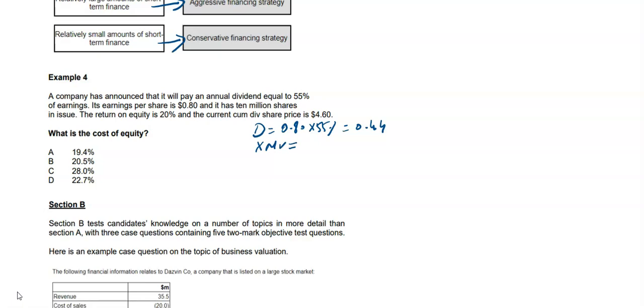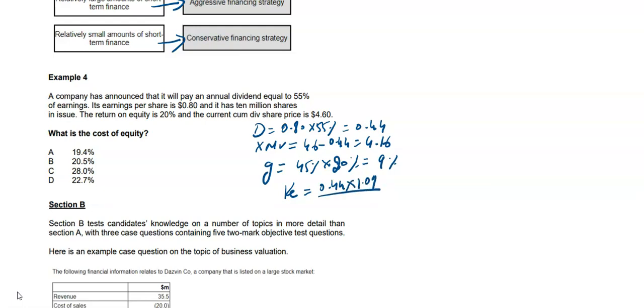The ex-dividend market value will be equal to 4.16. And the growth: if the company is paying 55% of earnings as dividend, the retention ratio is 45%. Return on equity is 20%. So the growth will be equal to 9%. So Ke will be equal to 0.44 into 1.09 divided by market value 4.16, plus 0.09, and that will be equal to 20.5%. B is the answer. Next is the OT case.